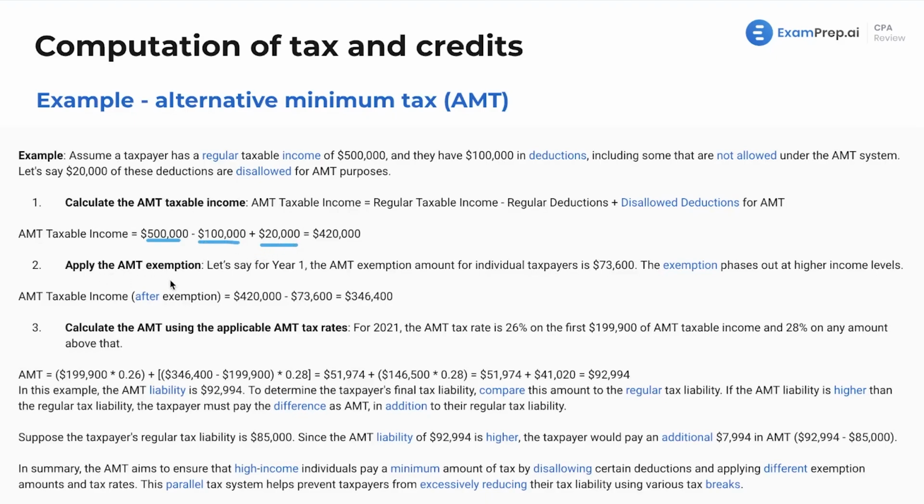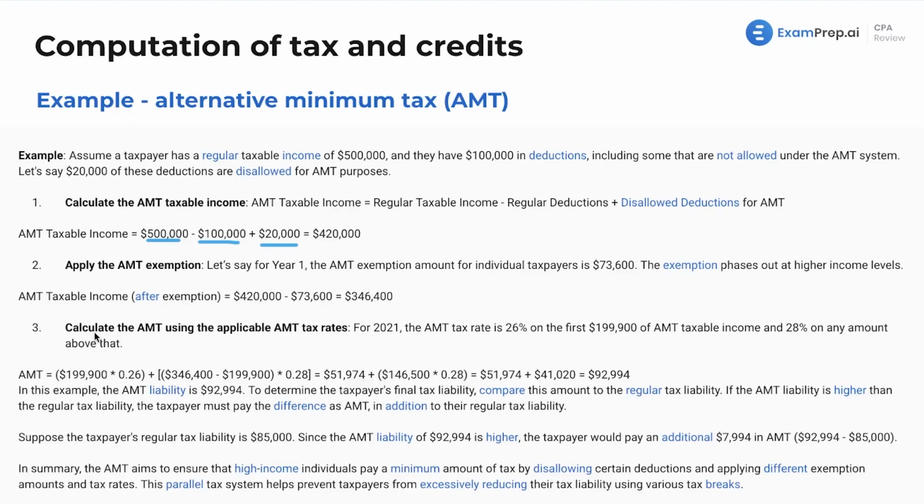Now we're going to apply the exemption. There is an exemption here. Gosh, they just love making it complicated, don't they? Let's say for year one, the AMT exemption amount for individual taxpayers is going to be $73,600. The exemption is going to phase out at higher income levels. So what's our AMT taxable income after the exemption? We're just going to simply say $420,000 from here. We're going to subtract that $73,600, gives us a reduced taxable income.